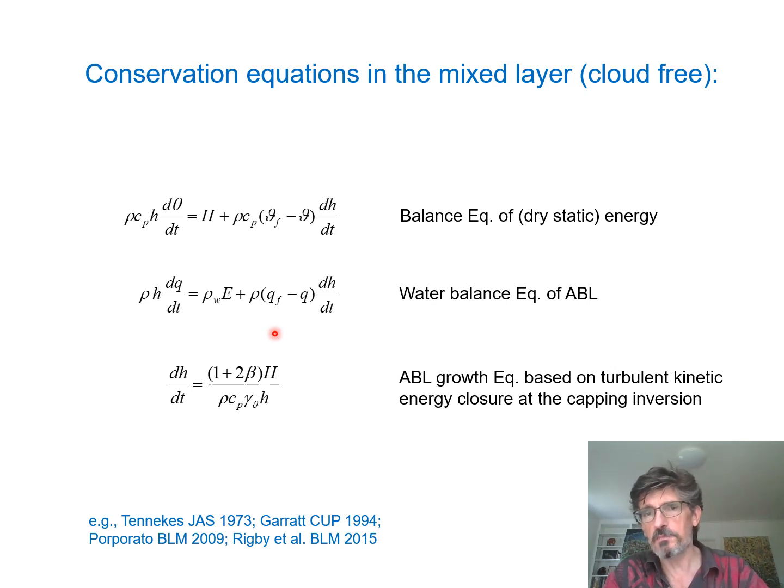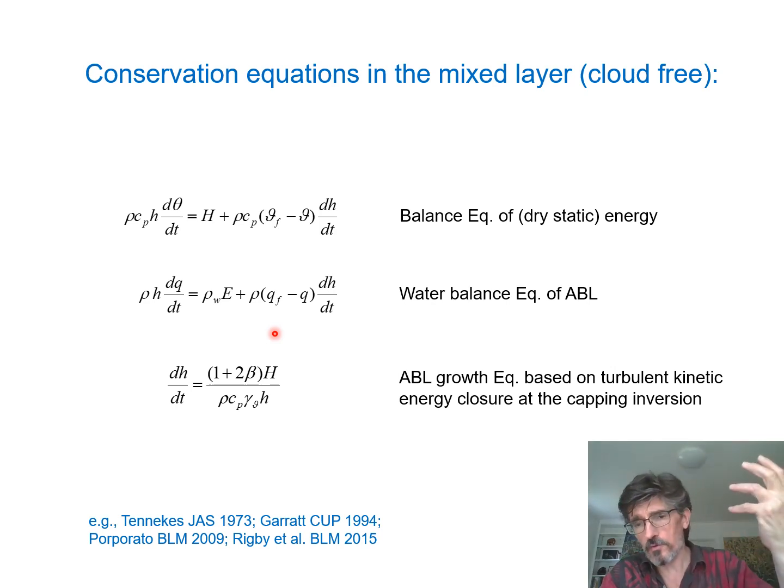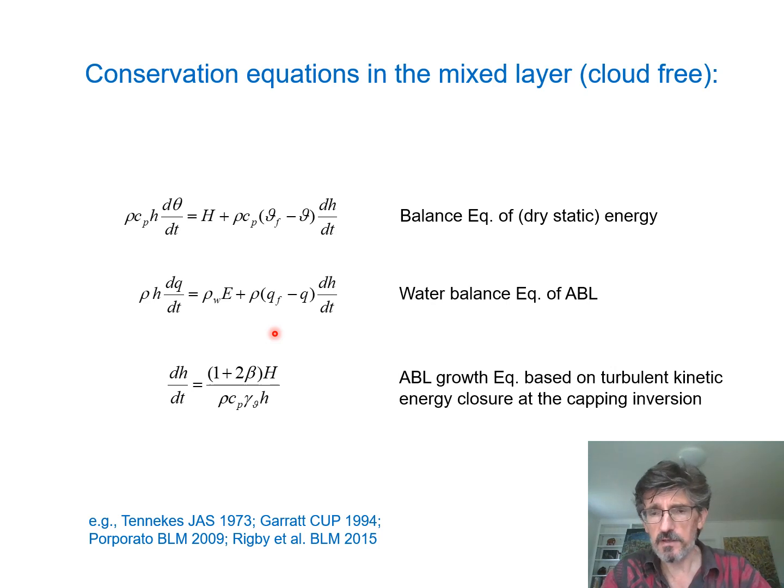And then similarly to the previous equation, we have how much moisture is entrained or lost, depending on whether the free atmosphere is drier or wetter. Usually it's drier, but it could also be wetter than the ABL. So we have, as before, the difference between the specific humidity of the free atmosphere minus the specific humidity of the ABL, that's the jump in q, times the rate of growth of the ABL. That's our second equation.